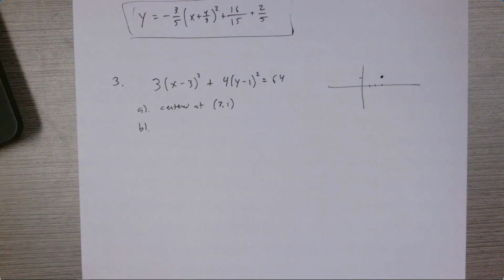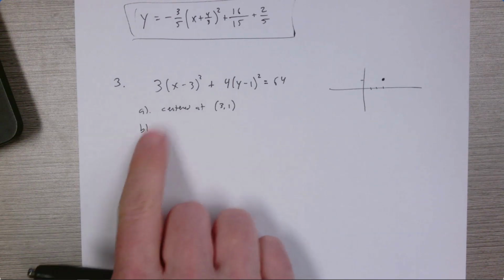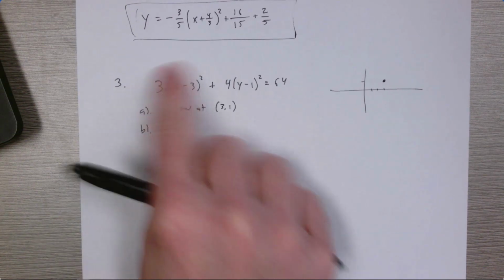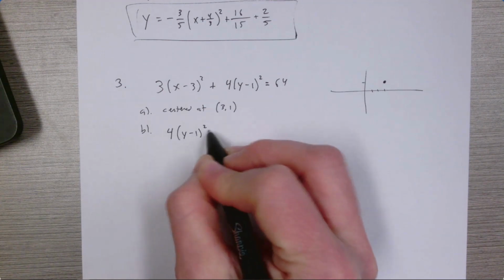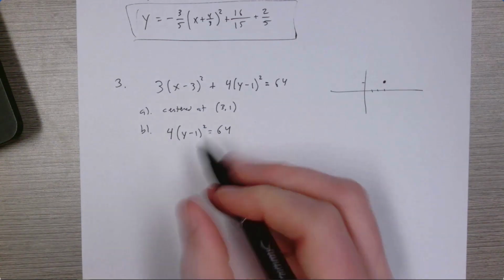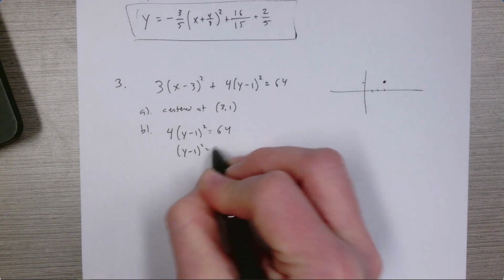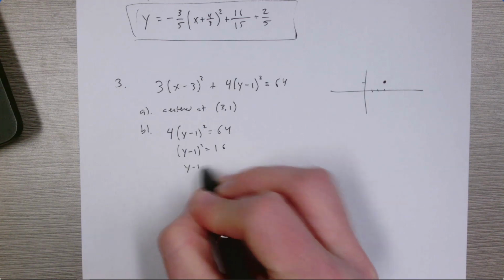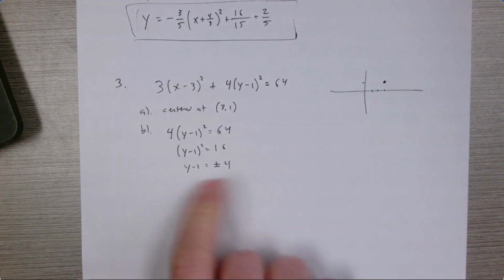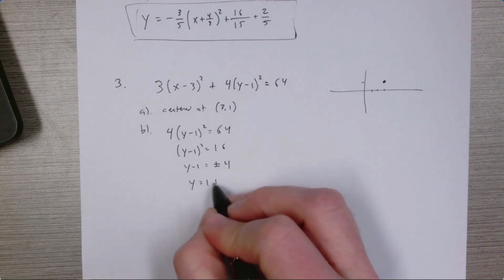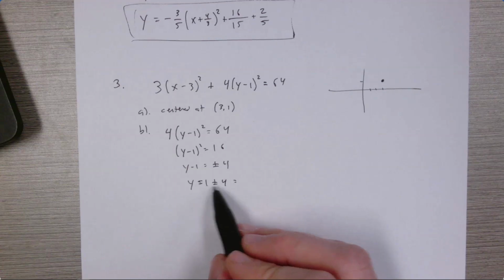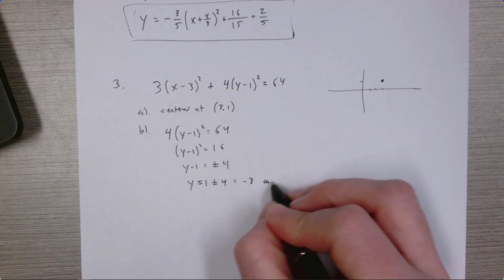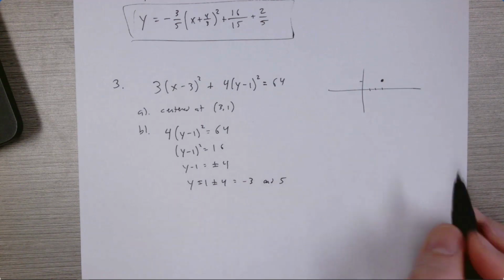Part B says, okay, so I'm going to plug in x equals 3 and solve for y. What values do I get? So let's do that. If I plug in x equals 3, this becomes 0, so this entire term is 0. So I'll have 4 times y minus 1 squared equals 64. So divide by 4, that gives me y minus 1 squared is 16. I'll take the square root, so y minus 1 is plus or minus 4, and then I'll add 1. So that means 1 plus or minus 4, which let's actually do that. So 1 minus 4 would be -3, and then 1 plus 4 is 5.